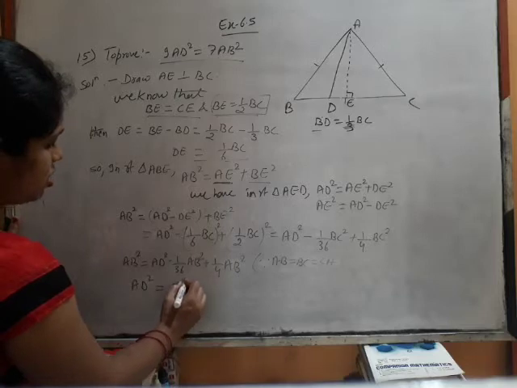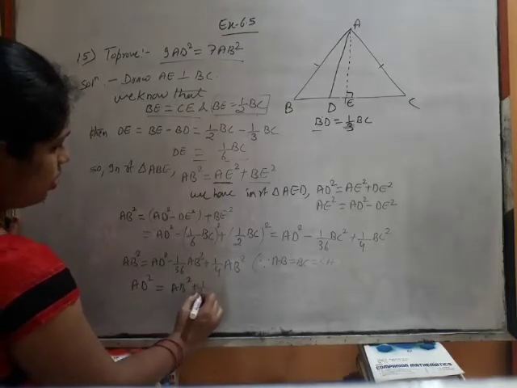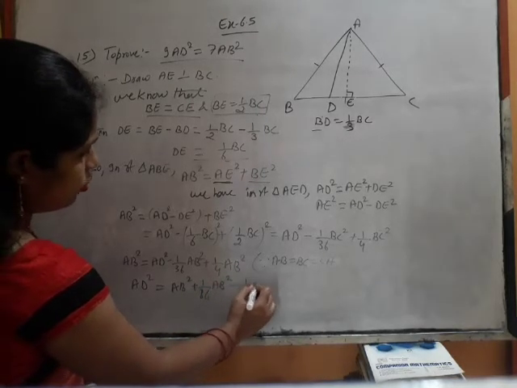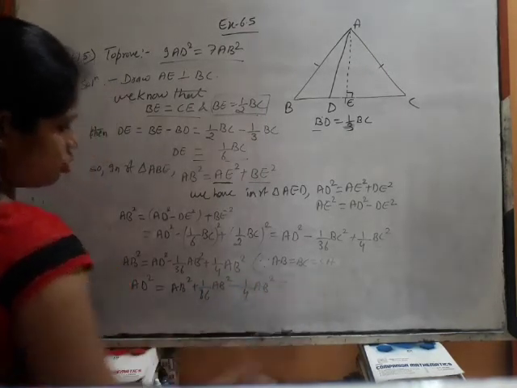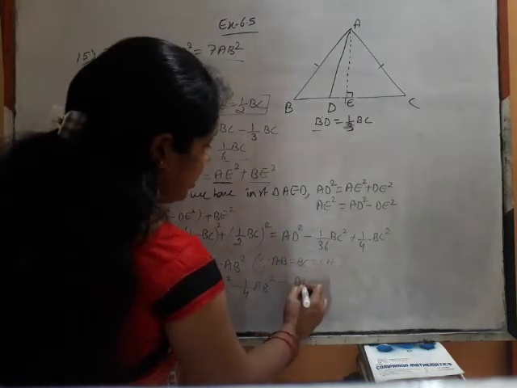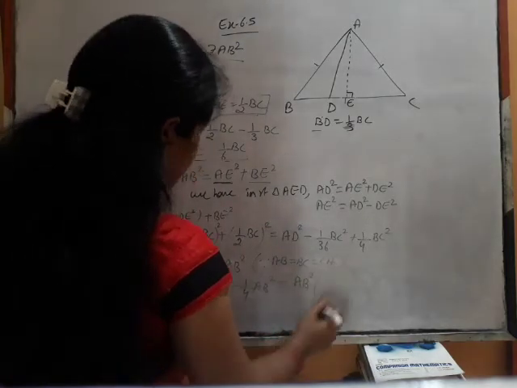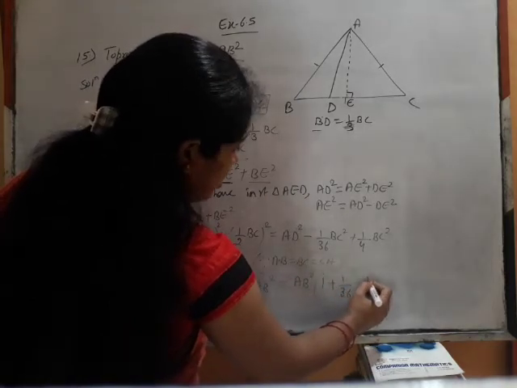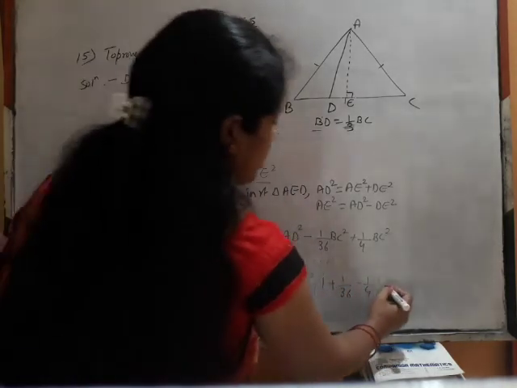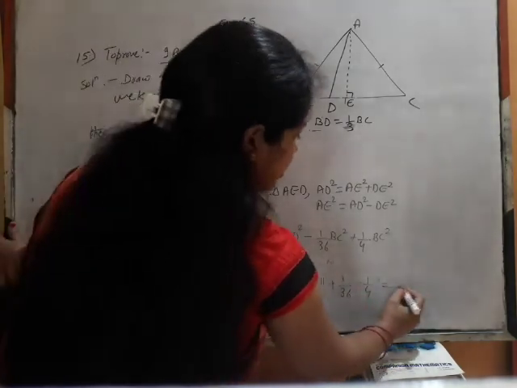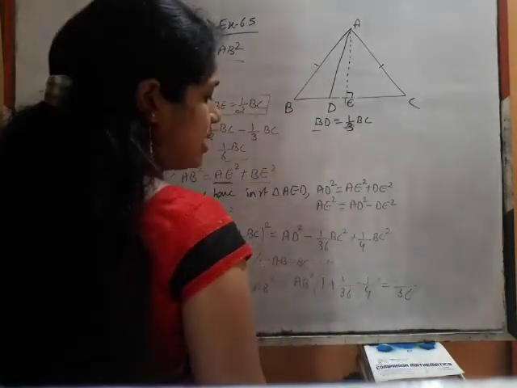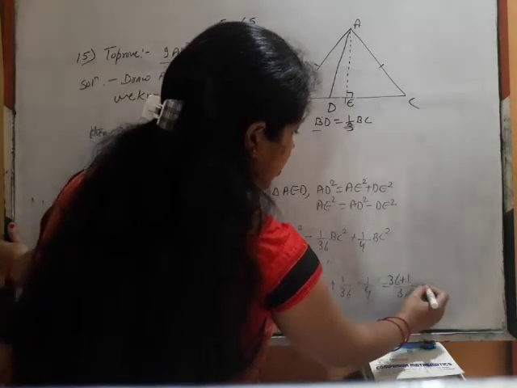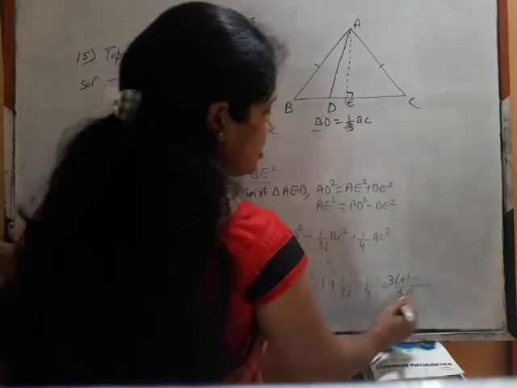So it will be AB square plus 1 upon 36 AB square minus 1 upon 4 AB square. So it is equal to, if I take AB square common, inside 1 plus 1 upon 36 minus 1 upon 4. So here we will get 36 as the LCM. 36 as LCM. So here 36 plus 1 and minus 4 nines are 36.